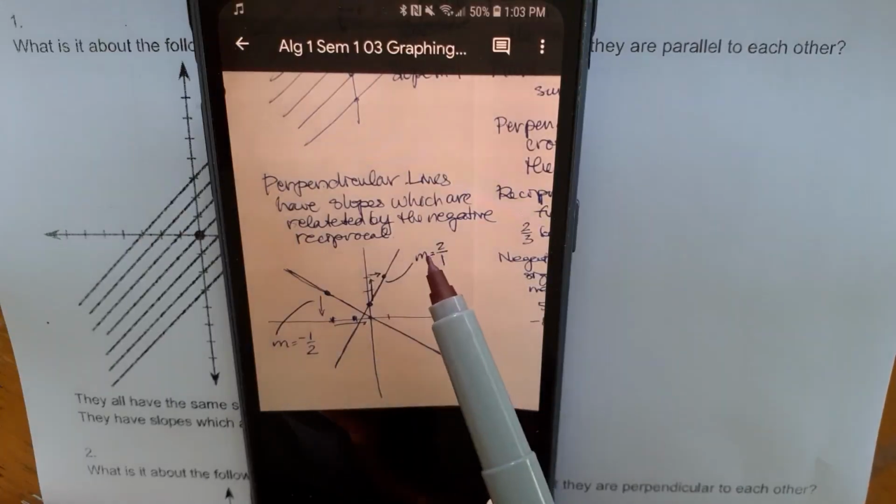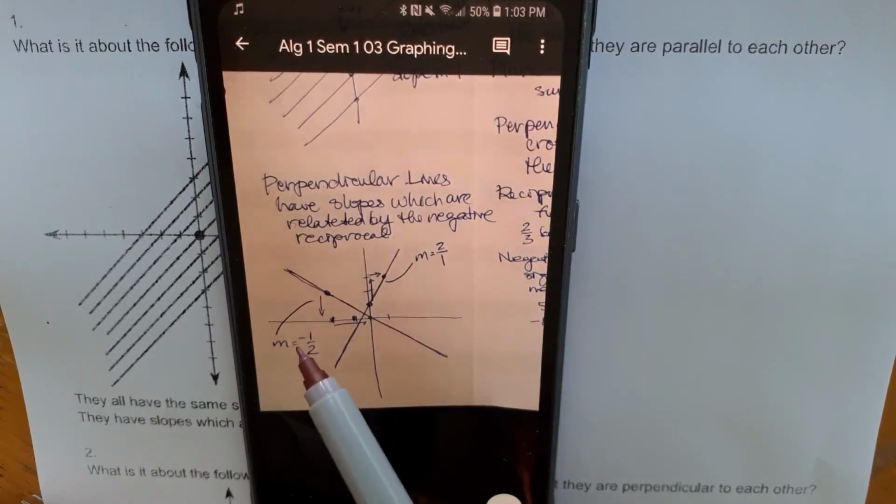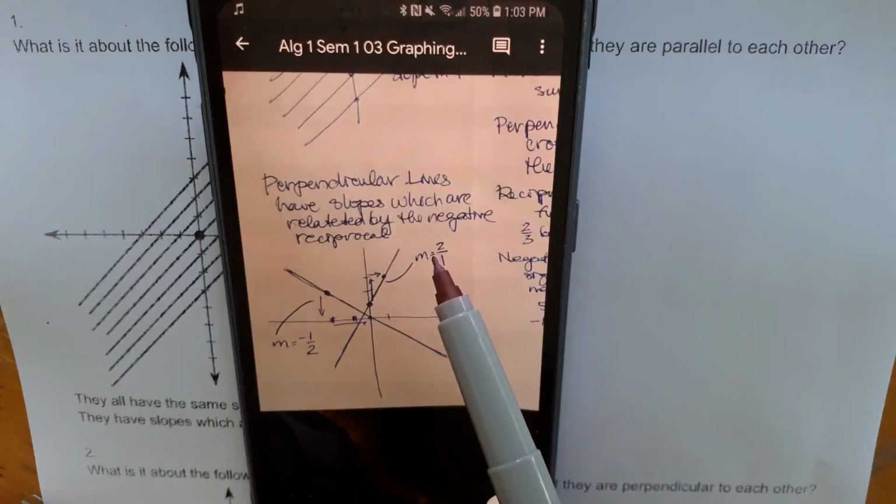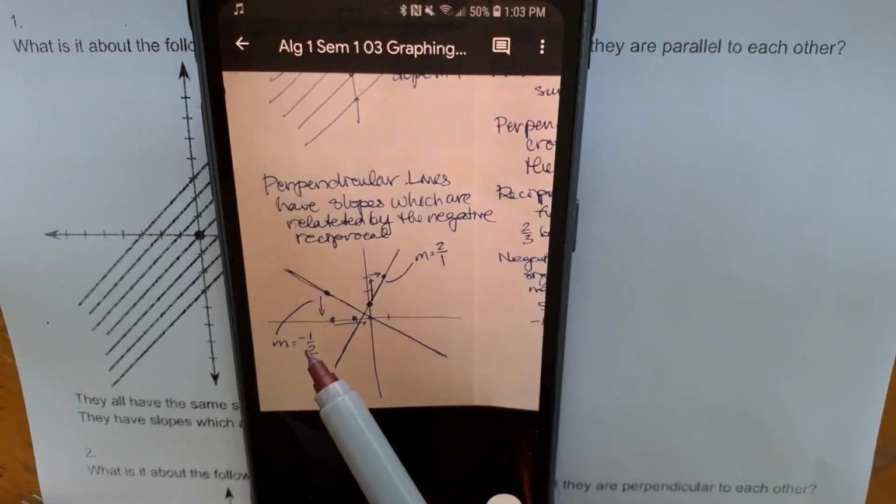And then the other idea is negative. If we start with a negative 1/2 and we multiply it by another negative, then it would make it positive. Likewise, if it was positive and we multiplied it by a negative, it would become negative.